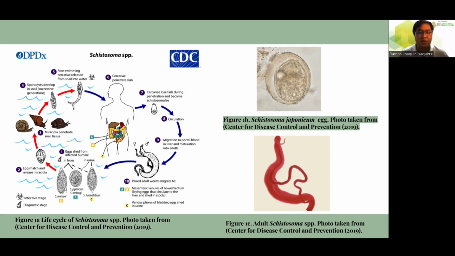The cercariae lose their tails to become schistosomulae and travel via a person's blood vessels into the portal vein of the liver. And the parasites mature into adults, pair up, and enter their final destination, which can either be the superior or inferior mesenteric veins of the intestine or the venous plexus of the bladder, where they eventually shed their eggs into a person's feces or urine.